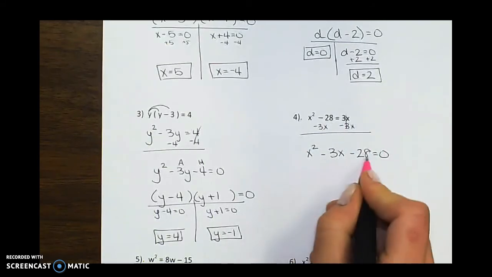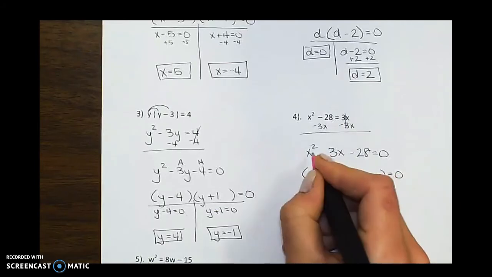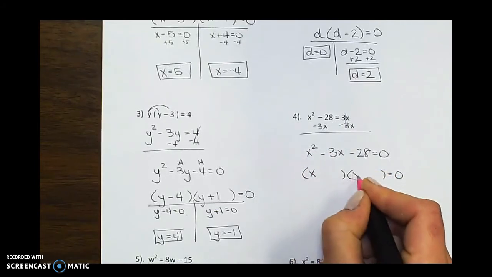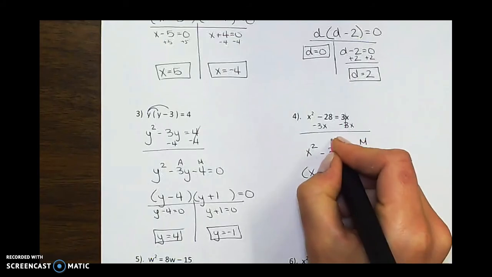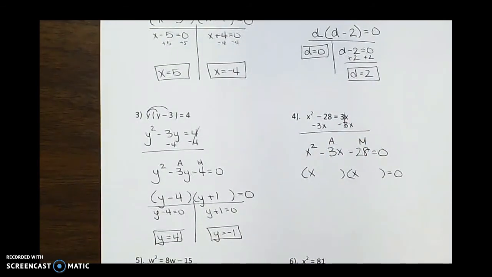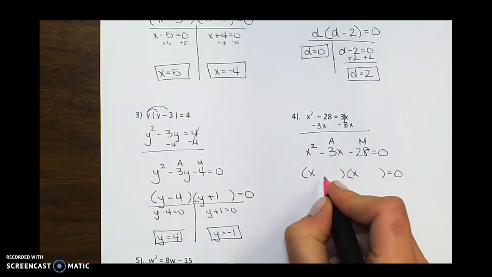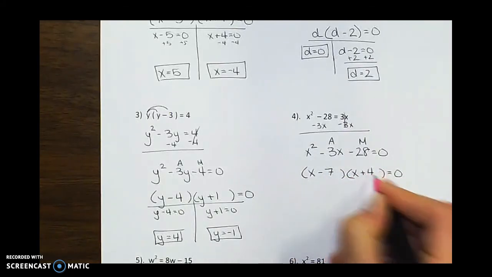Okay, so once again, there's 3 terms. We're going to use trinomial factoring. So x squared, so it's x and x. We need to find 2 numbers that multiply to -28 and add to -3. All right, did you get it? All right, so that's going to be -7 and +4.